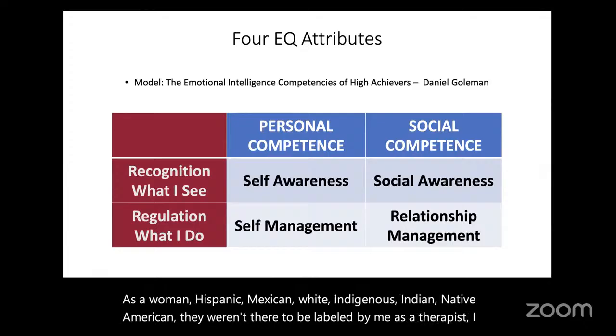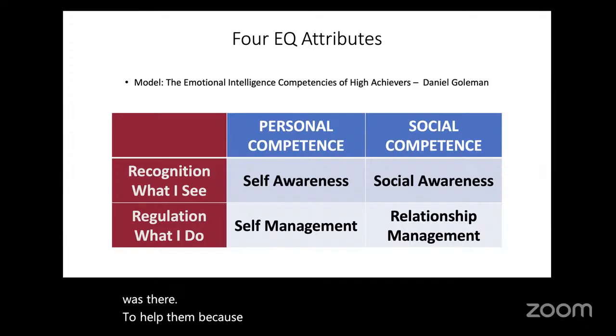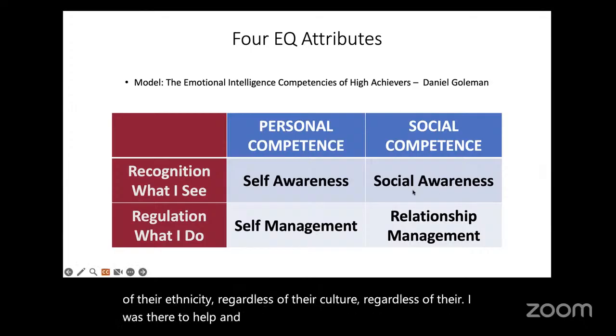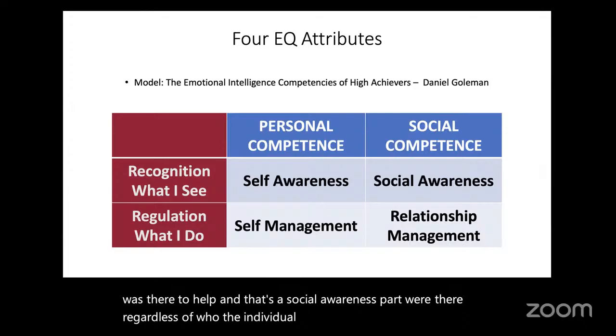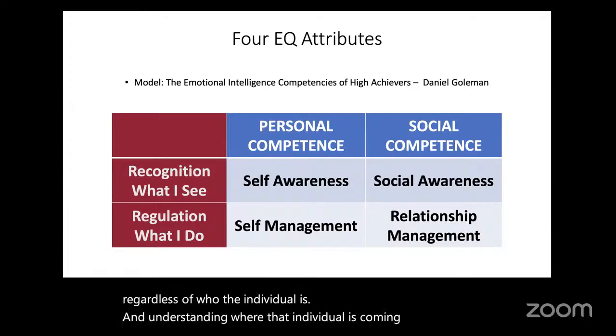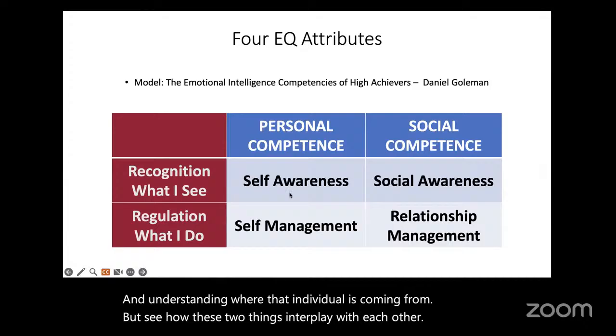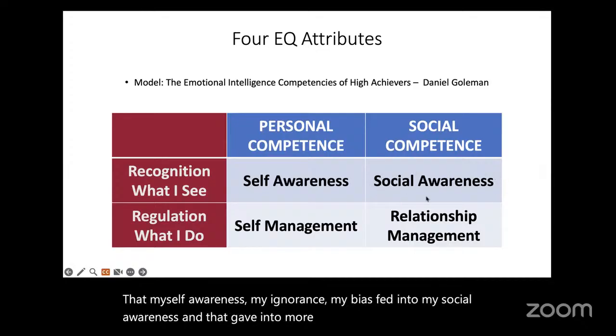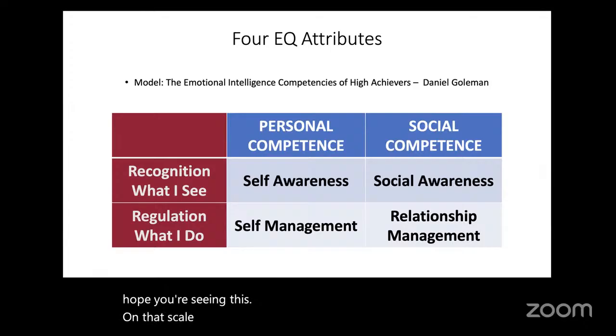I was there to help them because they all had a common problem, regardless of their ethnicity, regardless of their culture. I was there to help. And that's the social awareness part: we're there regardless of who the individual is, and understanding where that individual is coming from. But see how these two things interplay with each other? My self-awareness, my ignorance, my bias fed into my social awareness, and that gave into more ignorance and more bias.